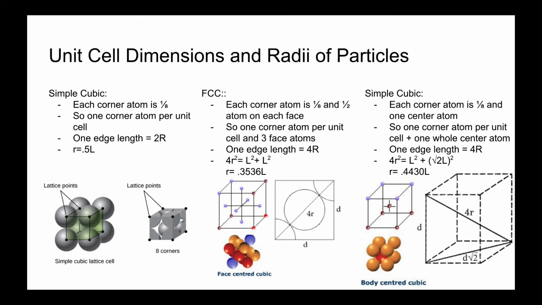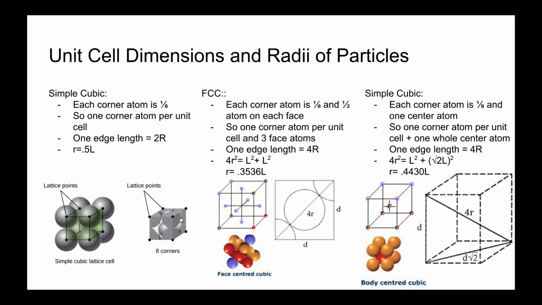We can also apply the Pythagorean theorem, where (4r)^2 equals length squared plus length squared, since each side is going to represent the length of one face. And so when isolating the r and making it in terms of length, we get r = 0.3536 L.